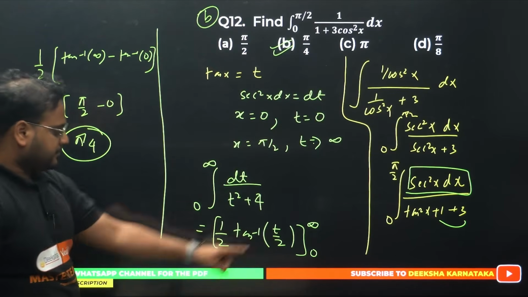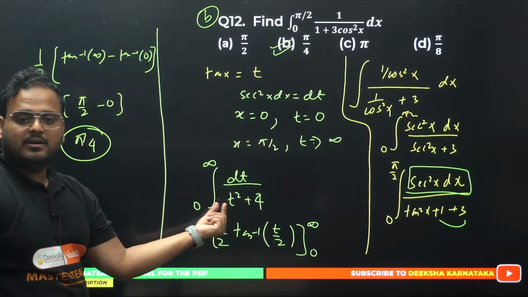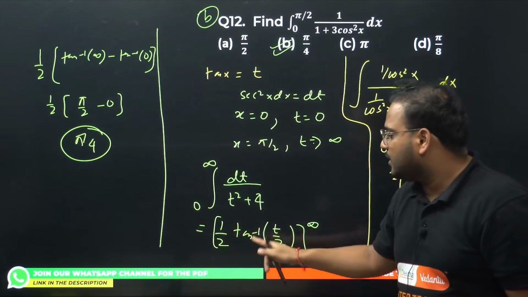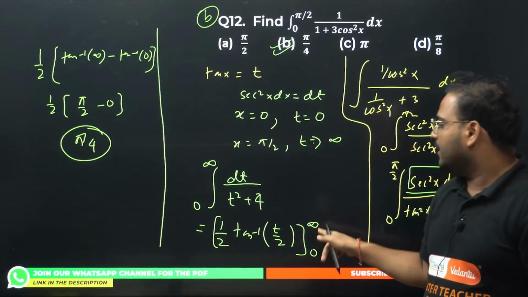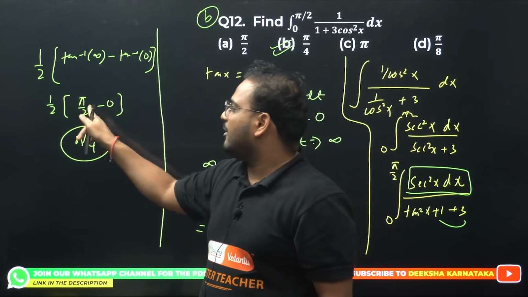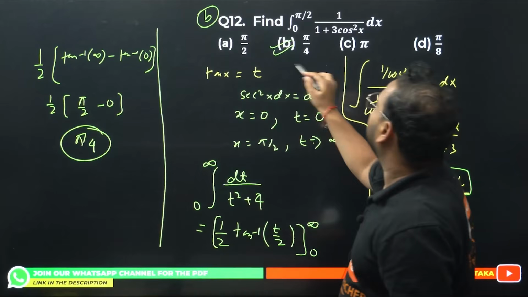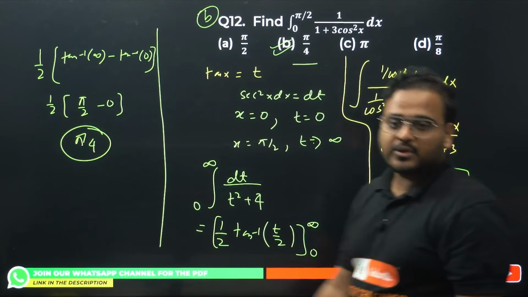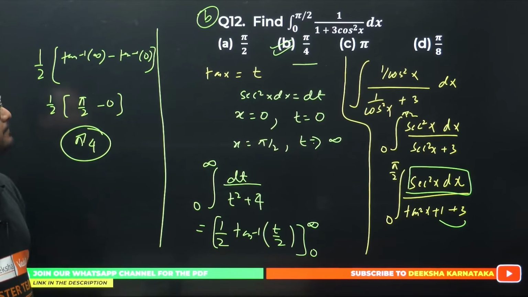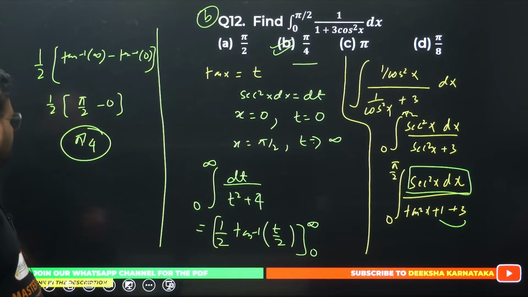Right? Please check, this is the formula. t square plus 2 square, a is 2. 1 by a tan inverse of t by a. Infinity will be pi by 2. 0 will be 0. Pi by 2 into 1 by 2 is pi by 4. Option B is correct. 12th one is also over. Have a look. Okay, 12th one is also done.